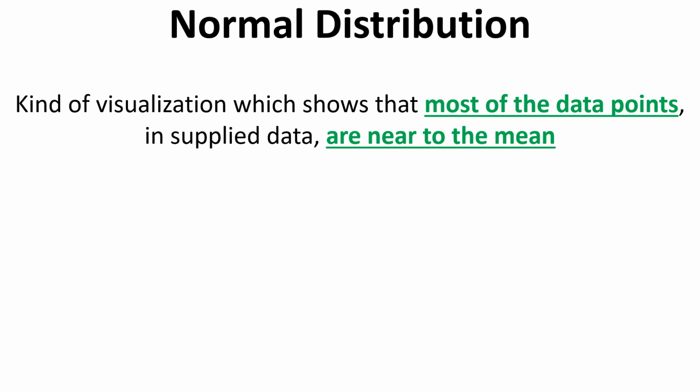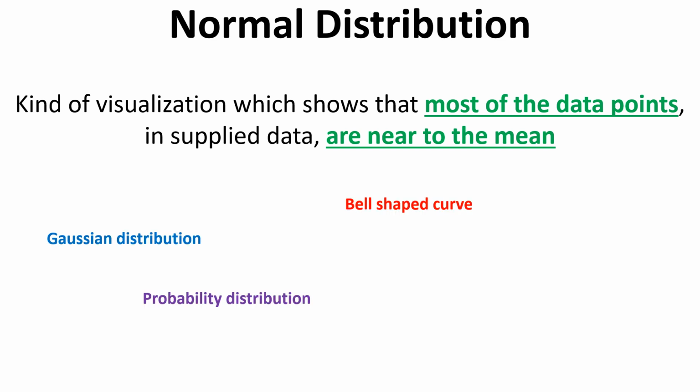As we progress further in the video, I'm going to explain each of these things in great detail. Before that, let me tell you that this is also known as the Gaussian distribution. It is also called the bell-shaped curve or probability distribution, and a special case of the normal distribution is called the standard normal distribution, which is also referred to as the Z distribution. Now let's move forward and understand what it actually represents and how it helps us.